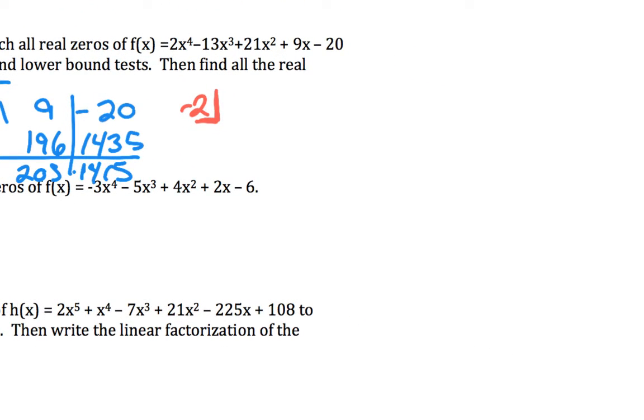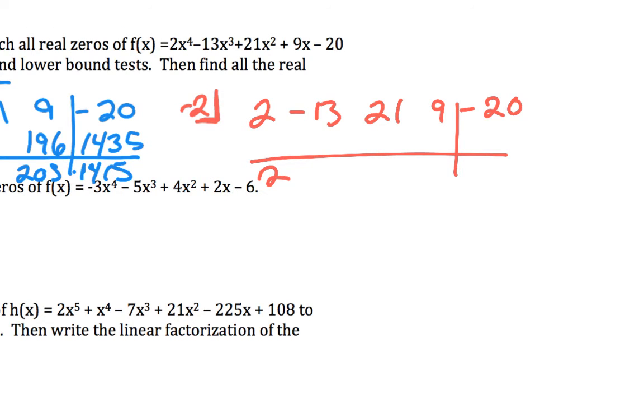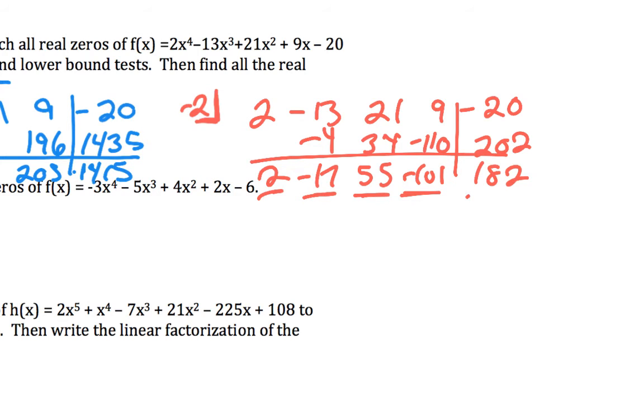So I graphed it. I thought negative 2 was a good one to try. So using the same thing. So 2, negative 4, negative 17, 55. That's not 55. The one below it is. This is a 34. Yeah, that's better. 55. A negative 110. So a negative 101. This is a 202. And then 182. Positive, negative, positive, negative, positive. It alternated. So that's the lower bound. So all of my answers have to fall between negative 2 and 7. That's it.